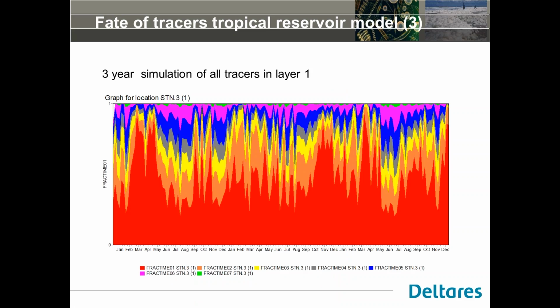To look at how this works out over a longer time period, this is a graph showing the result of all tracers in layer 1 in a tropical reservoir for a 3-year simulation. And there's a lot of variability in here, and what is important is that periods with little mixing, indicated here, are followed by periods with strong mixing. So this has a strong, clear effect on the production of the algae.